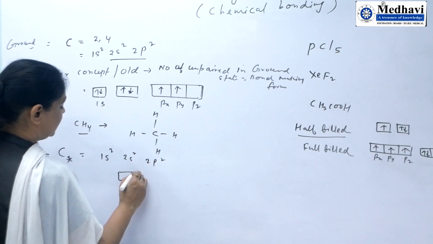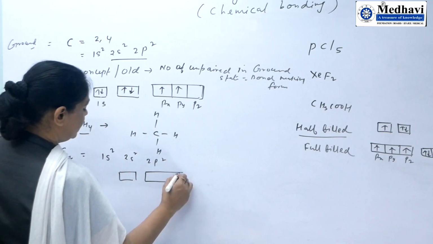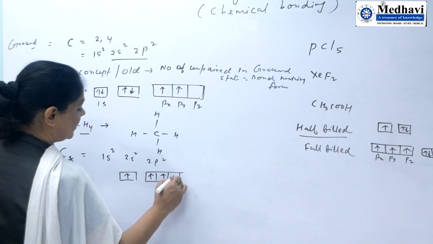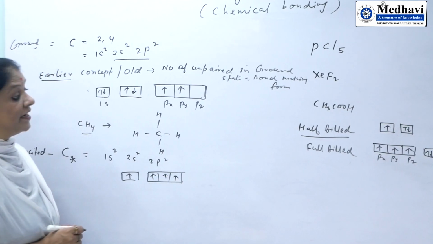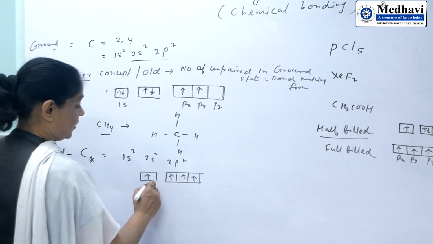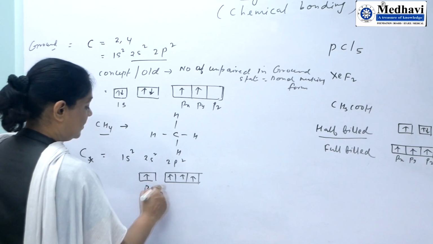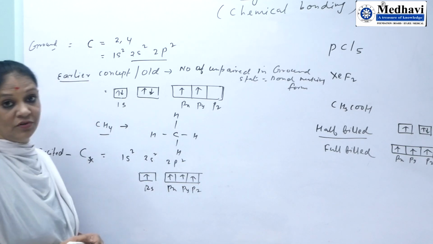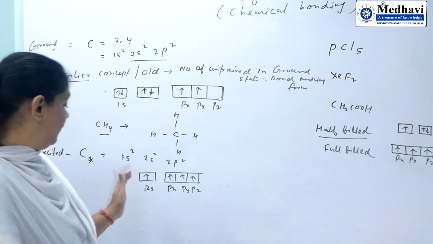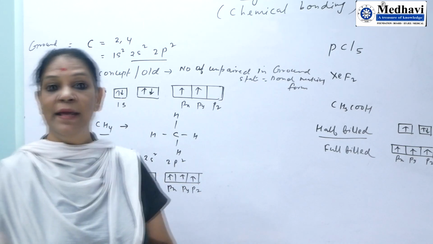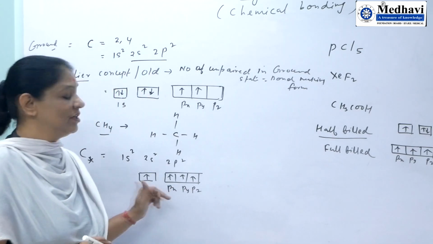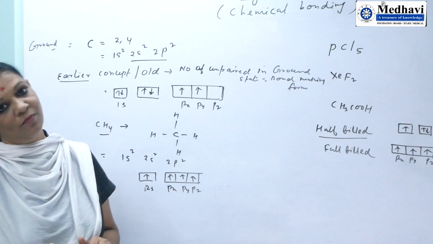Then we find that out of 2 electrons in the s subshell, 1 electron will jump to the pz orbital. You can say 2s, this is px, this is py, this is pz. So from here we got the concept that carbon can make a maximum of 4 bonds. It has 4 unpaired electrons, so it can make 4.